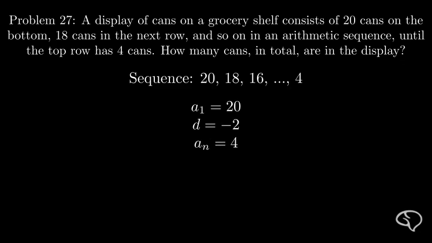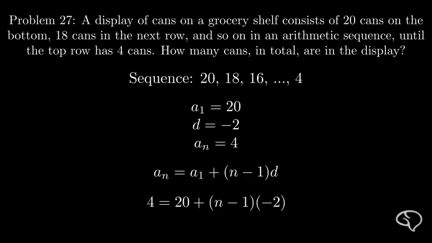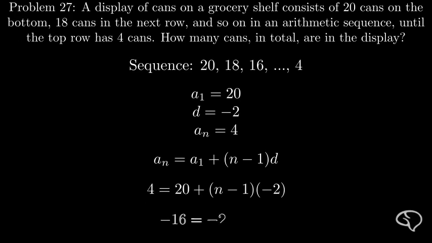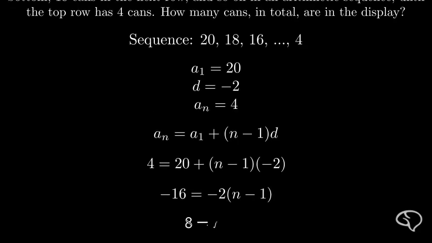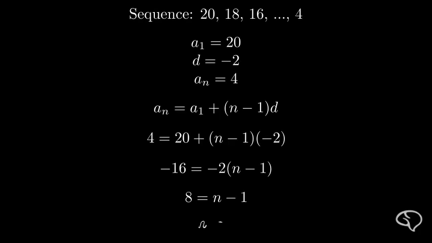To find the sum, we need to know the number of terms, n. We can find n using the nth term formula. A sub n equals a sub 1 plus n minus 1 times d. Plugging in our values, we get 4 equals 20 plus n minus 1 times minus 2. Subtracting 20 from both sides gives minus 16 equals minus 2 times n minus 1. Dividing by minus 2, we get 8 equals n minus 1. Adding 1 to both sides, we find that n is 9. There are 9 rows of cans.